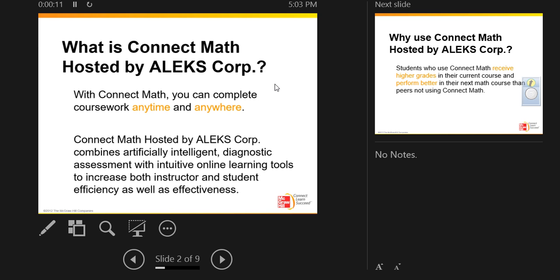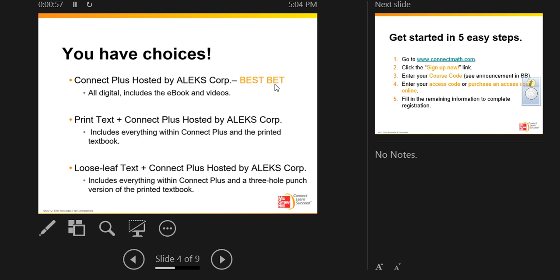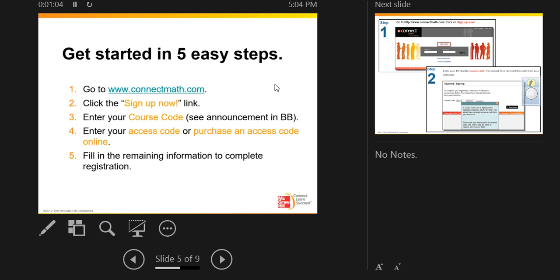And we're just touching the surface because this isn't a remedial class. This is a regular statistics course that you need to move forward with your studies. But this program has a lot of remedial stuff that can be put into place as needed, but we're going to use it as just a dynamic tool. So their data is showing that students earn higher grades and perform better in the next math course. We've already talked about the 3 different ways that you can get your access code for this book. So Connect Math, at this point right here we have our Connect Math website. We'll click on that and we'll sign up now. So in just a moment we'll see that screen.